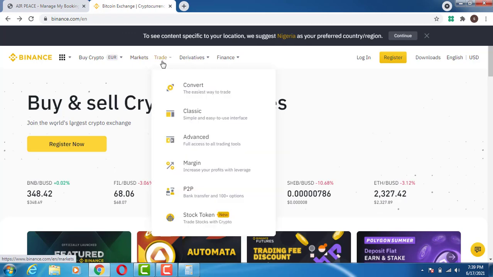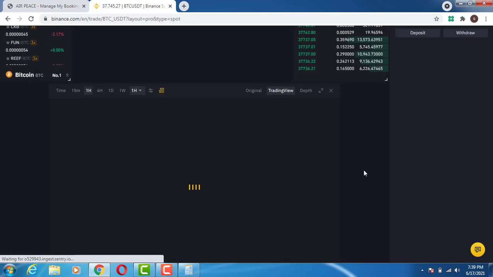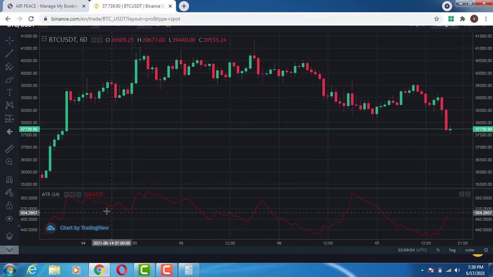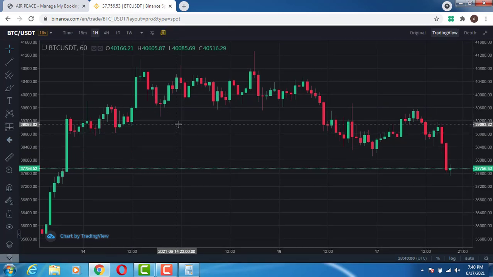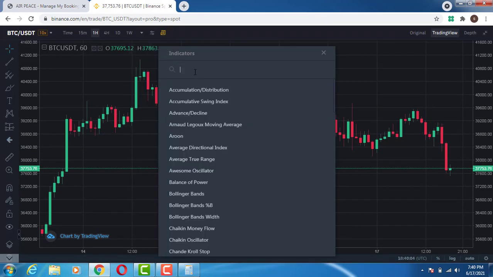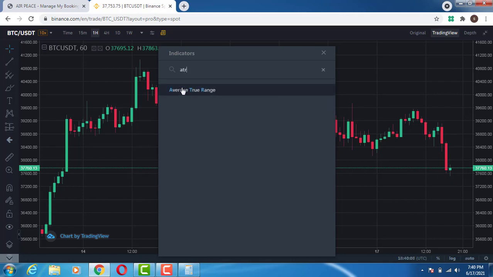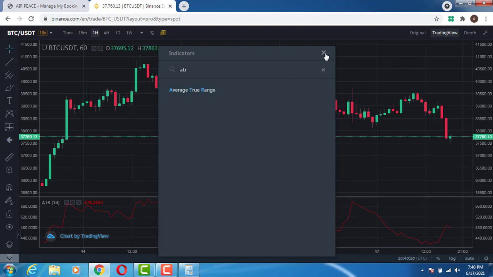Alright, so I go to advanced here. Remember, on Binance, and then right here I go down, and then this is my chart right here, still loading, but I have to put it on full screen. So right here I have the ATR indicator, so I will remove the ATR indicator from my chart, and then I have to go and look for the indicator right here, technical indicator. Then I have to search for the ATR in the search button. Then right here you see the average true range.